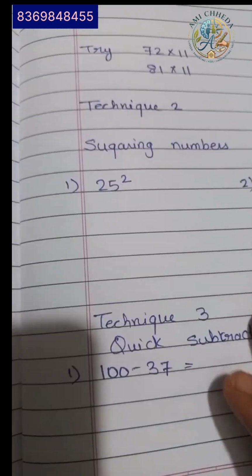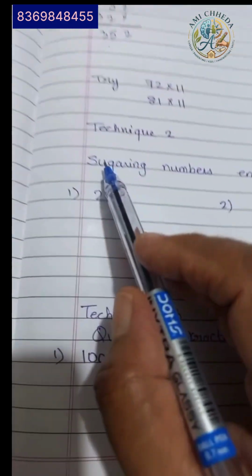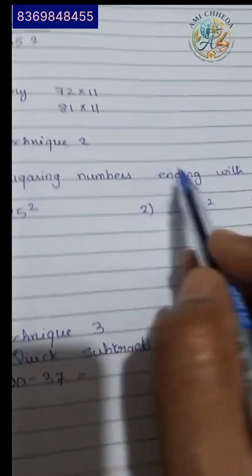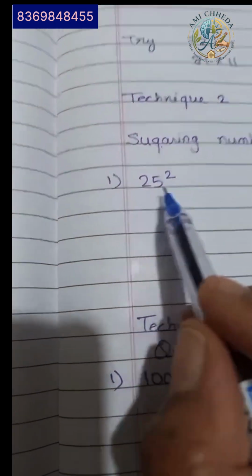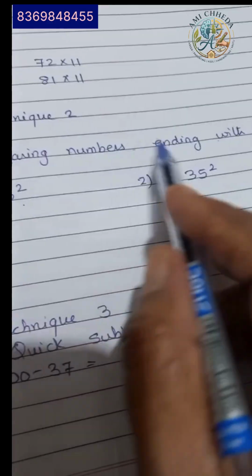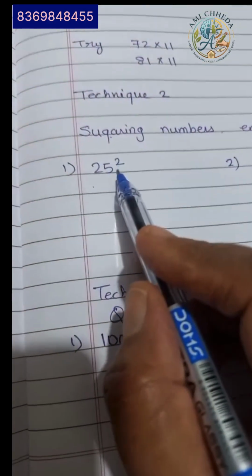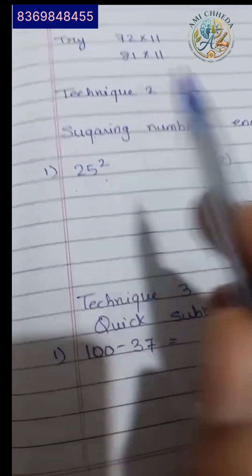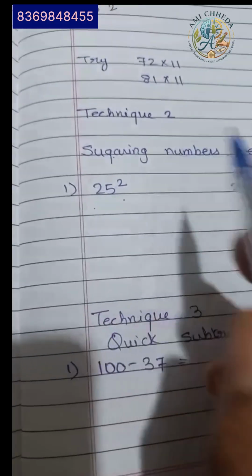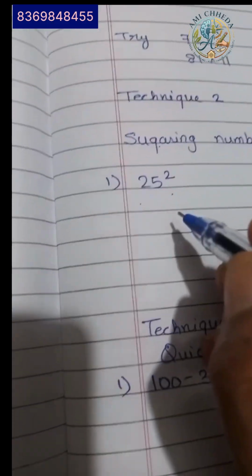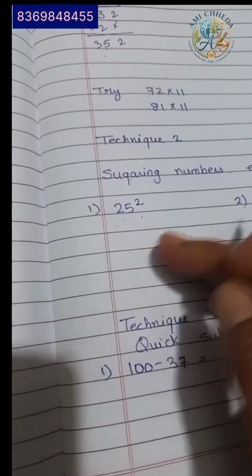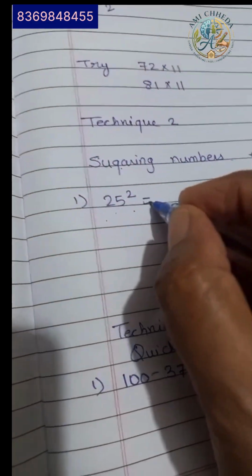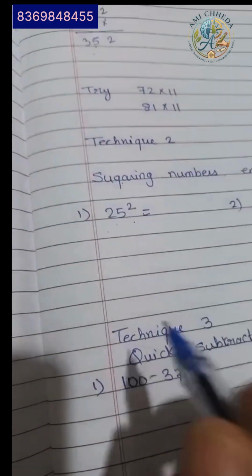Same way we are going to the second technique, that is squaring numbers ending with 5. Now what is it? 25 square. Squaring numbers ending with 5 means numbers which end with 5. How to square that type of numbers? Now this is very easy. The same way we would do the multiplication process here also, 25 into 25, but here we can solve it again in one go.